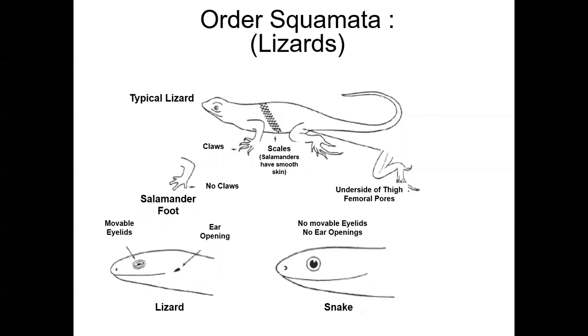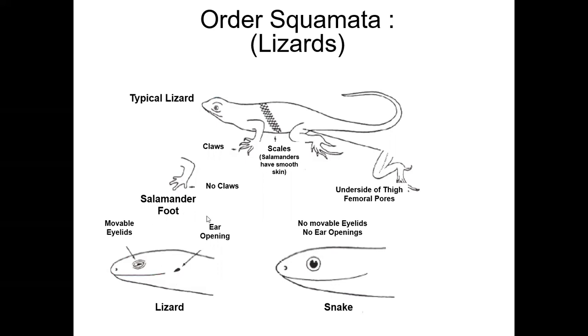In general, lizards have 4 legs and 5 toes each, but there are a few exceptions, and we're going to talk about some of those today. Those that do have 4 legs with 5 toes all have claws. Remember, lizards have movable eyelids. So here we have a snake with non-movable eyelids and no ear openings, and lizards have movable eyelids with an external ear opening. Now remember, salamanders are amphibians, they don't have claws.